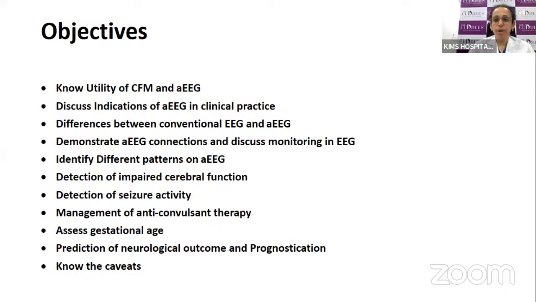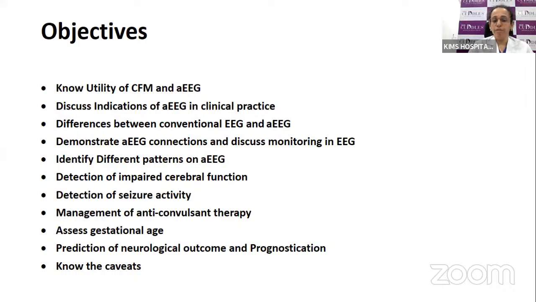We'll also see the different patterns that appear on the aEEG, the normal pattern and how to differentiate it from the abnormal pattern. In addition to this, we will see how to detect impaired cerebral function in different conditions like perinatal asphyxia, hypoglycemia, and different causes of neonatal encephalopathy, such as bilirubin encephalopathy and inborn errors of metabolism, and how to identify a seizure and differentiate it from artifact based on the aEEG, comparing it simultaneously with the conventional EEG.